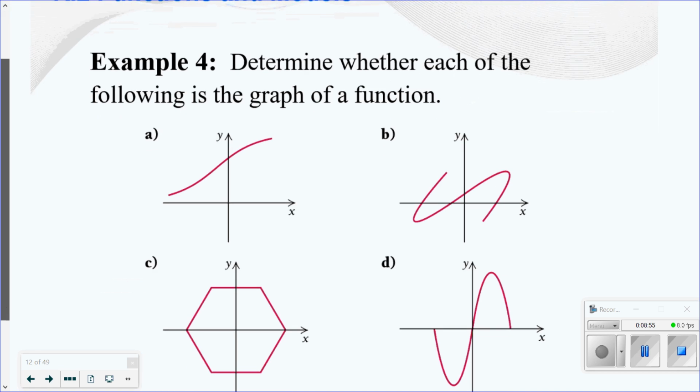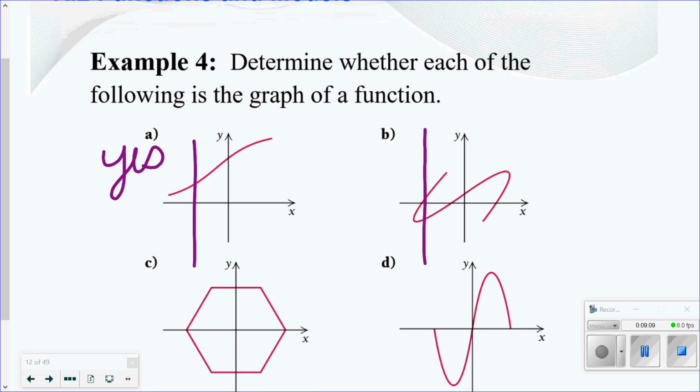Okay, so let's look at these. Are they functions? If I draw a vertical line, does it cross my graph more than once? It does not, so this is a function. What about B? If I go here and I draw a vertical line, does that cross that graph more than once? Yes. That means that for this one X value, there are two different Y values. So that's why this vertical line test tells us if something's a function. So this is not a function. I think you get the idea there.